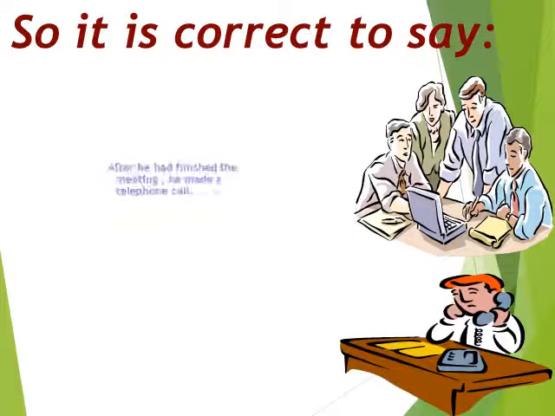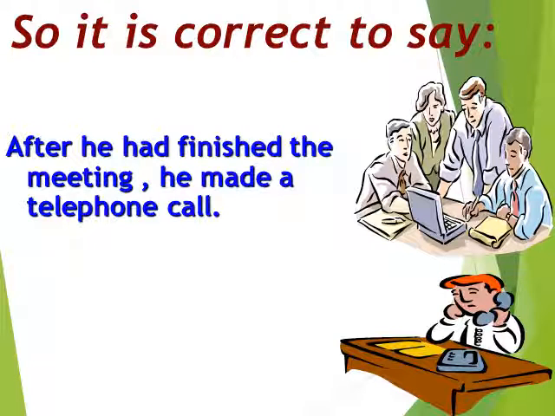So it is correct to say, after he had finished the meeting, he made a telephone call. So what action happened first? Yes, having a meeting. And what action happened second? Making a call.